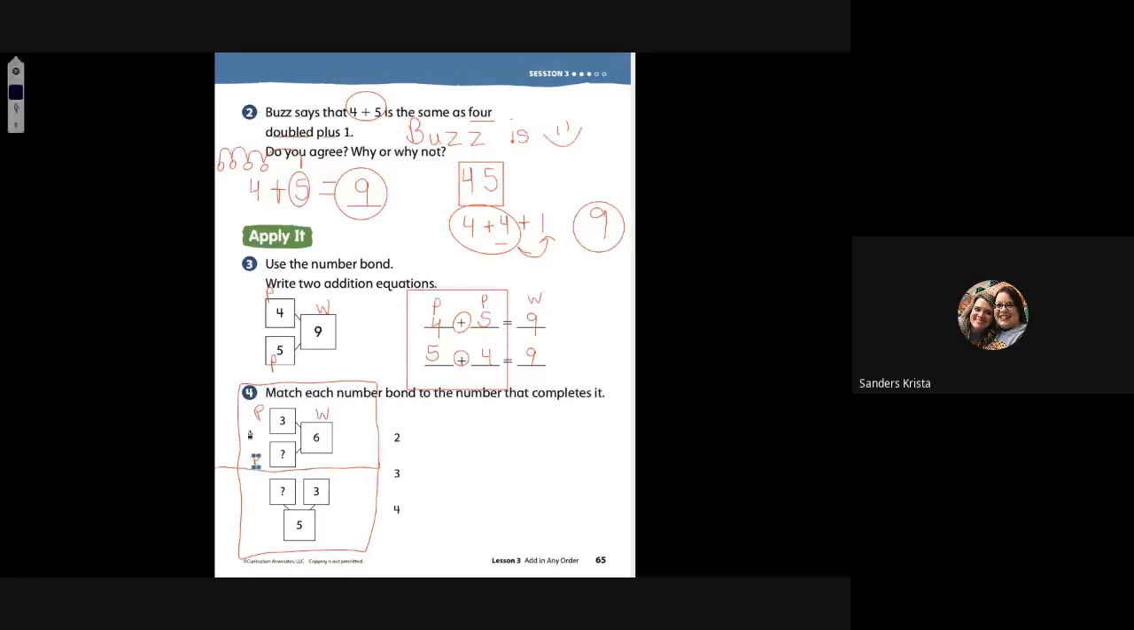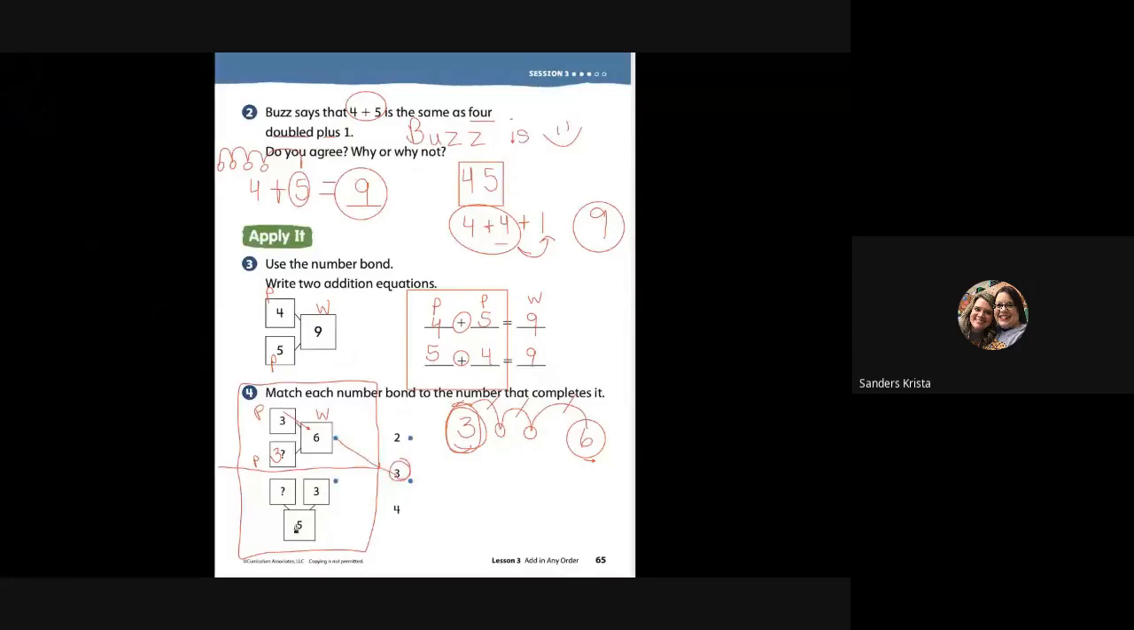So I know that I can count on from my part that I know to the whole. I can count on from 3 up to 6, right? So 3, 4, 5, 6. Let's do that again. 3, count on, 4, 5, 6. Let's make the counts. 3, 1 line, 2 lines, 3 lines. 1, 2, 3. 3 plus 3 equals 6. So this goes to the 3.